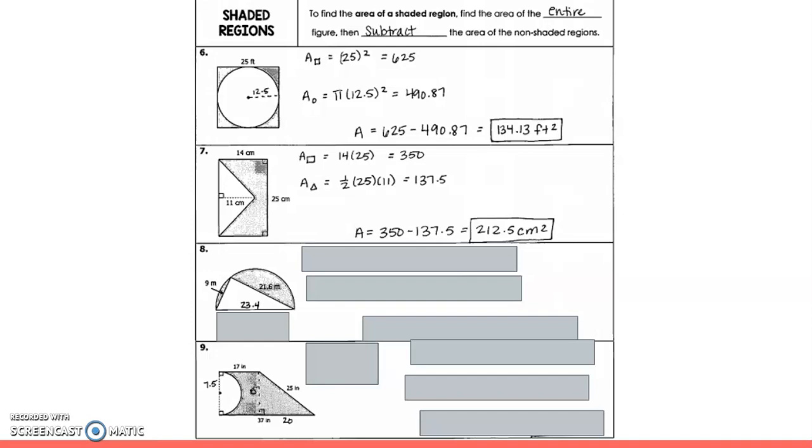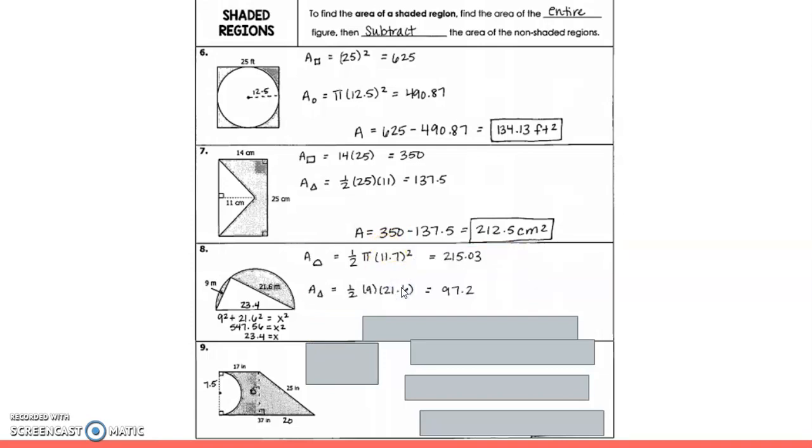Number 8, we're finding the area of a semicircle and the area of a triangle. Before we can do that, we need to figure out what our diameter is. For our diameter, we're going to use the fact that we have a right triangle. With our right triangle, we're going to use the Pythagorean theorem to find what our hypotenuse is, and that gives us 23.4. Once I have that, I can figure out what the area of the semicircle is and what the area of the triangle is, and then we're going to subtract those two.